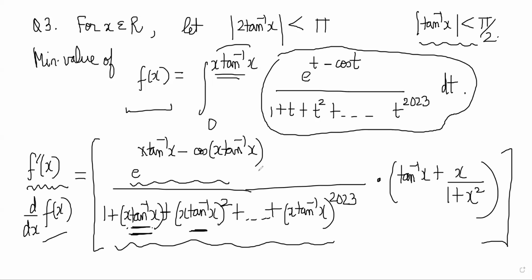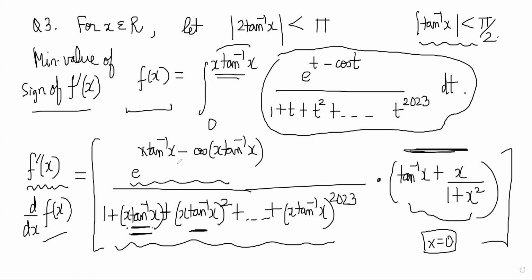This part is always positive. So the only way in which f dash x can be 0 is if this is 0. And this is 0 only if x is 0. x is 0 is a valid point where this becomes 0. If x is positive, the whole thing is positive. If x is negative, the whole thing is negative, right? So basically the sign of f dash x clearly depends only on this part because the rest of the stuff is anyway positive for all x, right? So that means that f dash x is greater than 0 for x greater than 0 and f dash x is less than 0 for x less than 0.